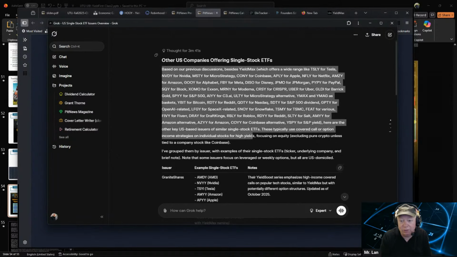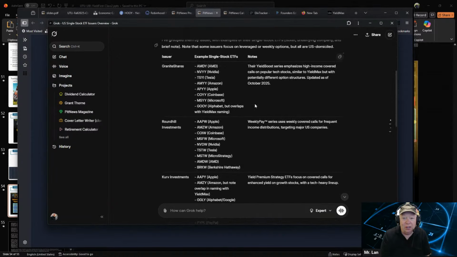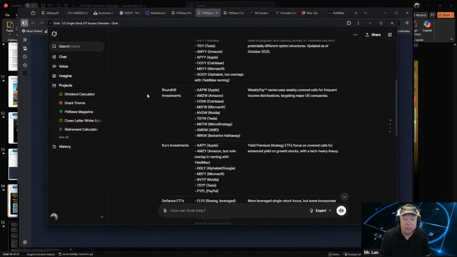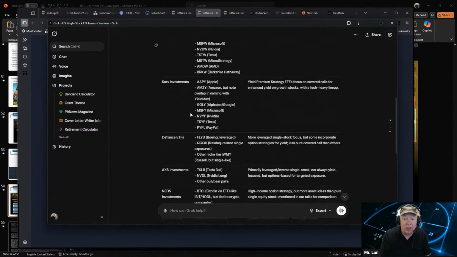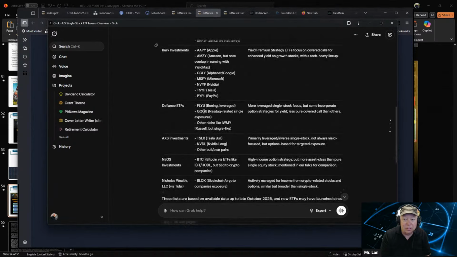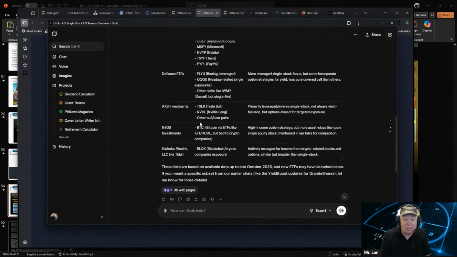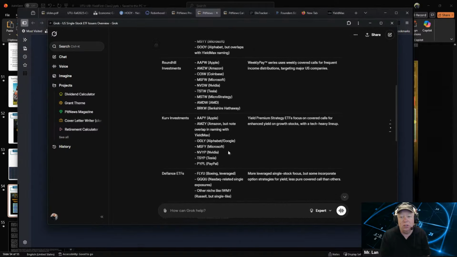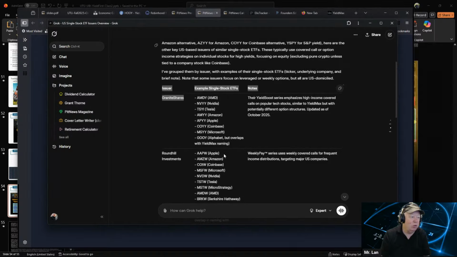Grok didn't do a very good job of listing them, but these are all the funds from the YieldMax management firm. YieldMax is one of the firms that manages all these ETFs. And then this is the Granite Shares list right here, a much smaller list. This is the Round Hill list, the Curve list, the Defiance list, the Axis list, the Neos list, and the Nicholas Wealth list. So there's about 5 companies that have jumped on the bandwagon and started doing these high yield funds.